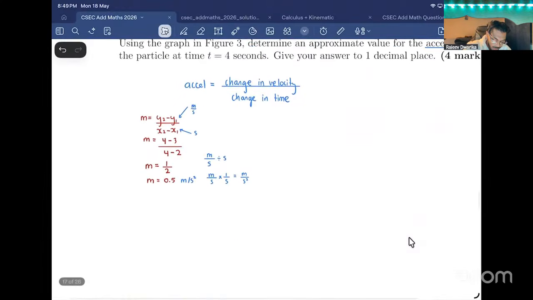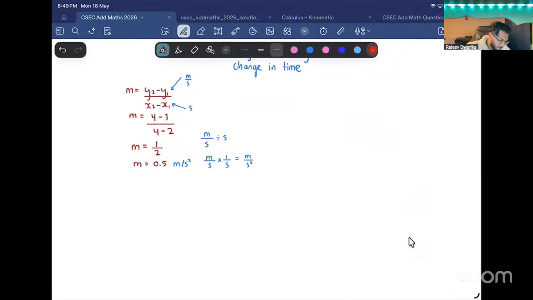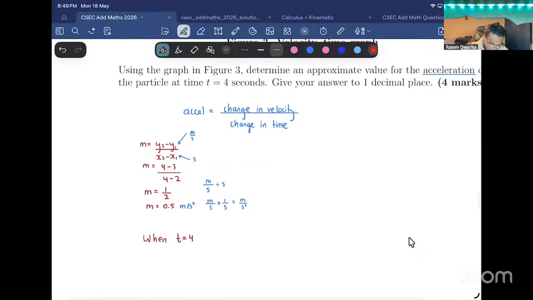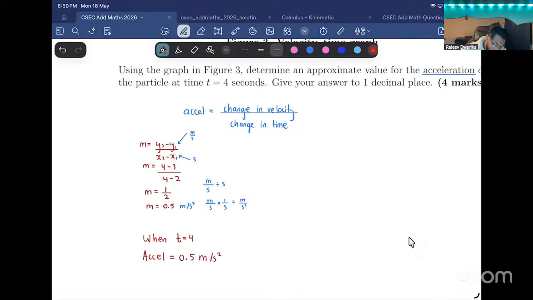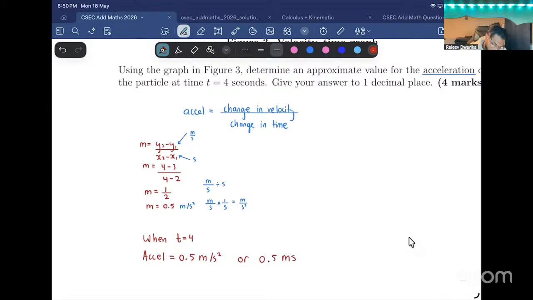So I'm going to run through this whole process again, but essentially, when t is equal to 4, the acceleration is what? 0.5 meters per second squared. So you could write it like this if you want, or you could say 0.5 ms minus 2, whichever you feel comfortable doing.